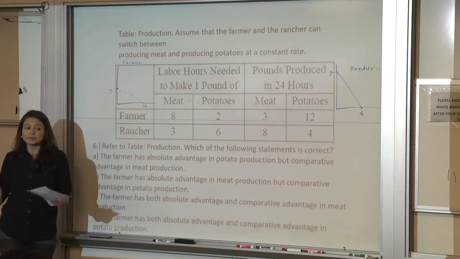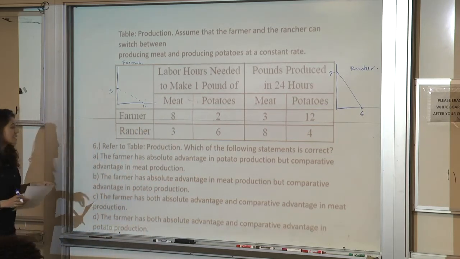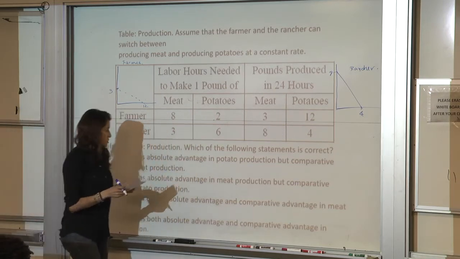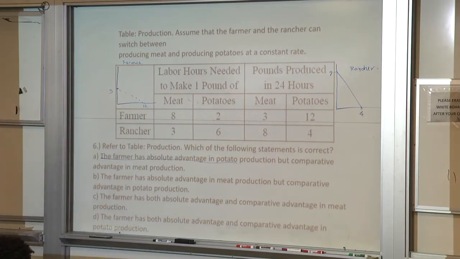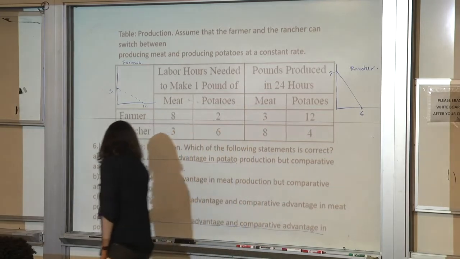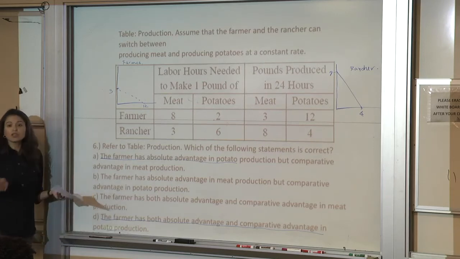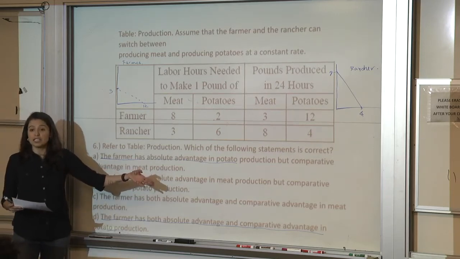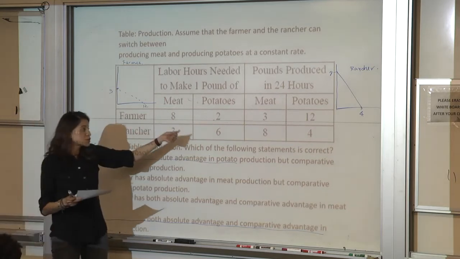Everyone with me? Good. Now we know that the farmer has an absolute advantage in the production of potatoes. So this one works for now. And this one could work for now, that the farmer has both absolute and comparative advantage in the production of potatoes. But we need to check the comparative advantage. So this P or C? No, because the farmer doesn't have an absolute advantage in the production of meat, by looking at the inputs needed to produce the good.